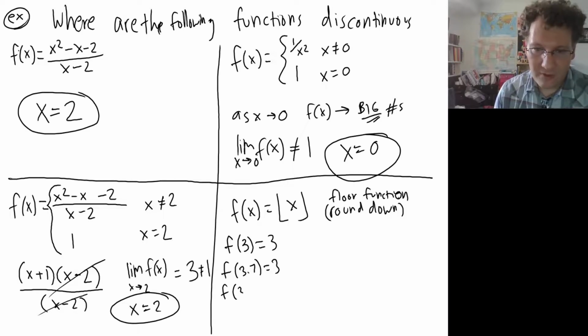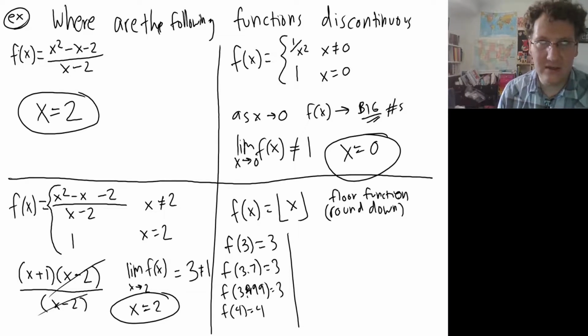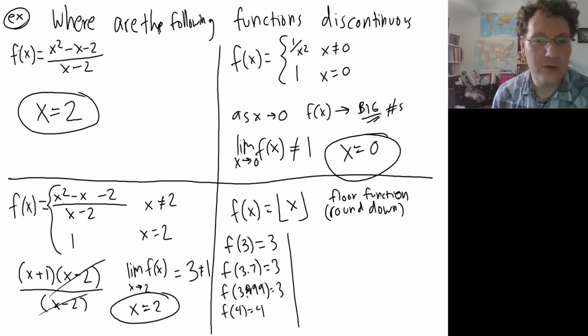F of 3.999 is still 3. F of 4 is going to be 4. So you round it down, and this is true for negative integers. You round down to the lower integer, the closest integer that's less than it. So never rounding up, always rounding down.